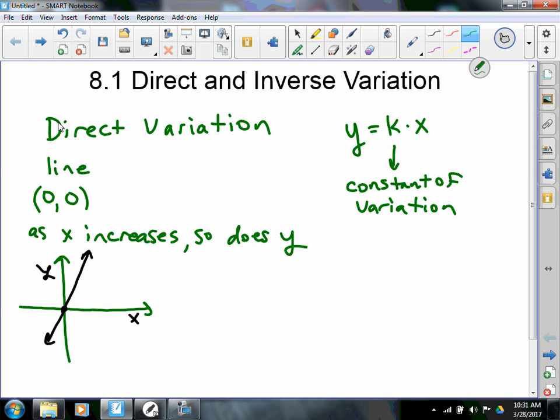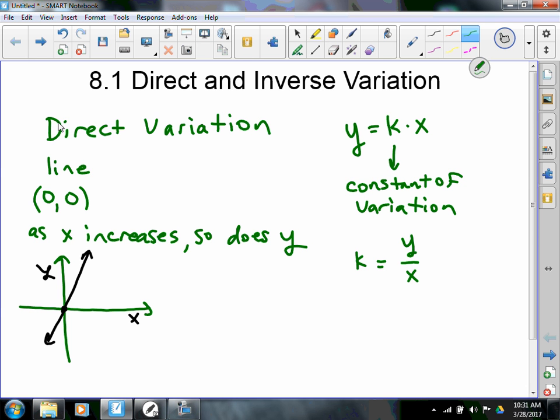Anyway, if you need to test to see whether or not a data set is a direct variation, what you're going to do is take y and divide it by x, and each time it should equal that constant k. All right, so the procedure to test a table of values is to take y and divide it by x. And if that equals a constant, or the same number every time, then you have a direct variation on your hands.